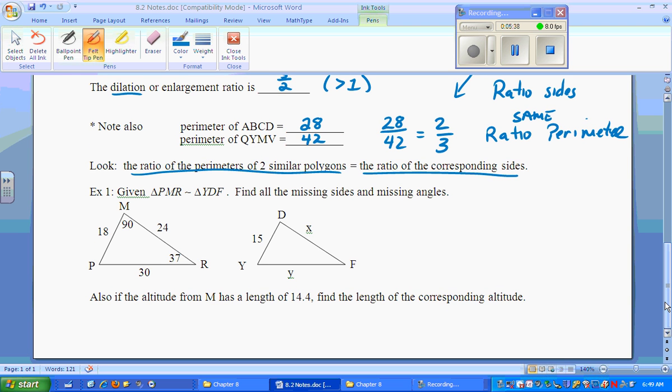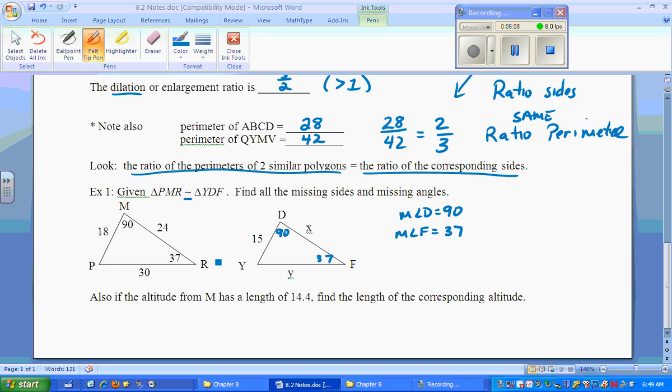All right, jumping into the first example, we know that PMR, what does this mean? Similar to these two. Find all the missing sides and the missing angles. Well, let's do the missing angles first. So angle M matches with angle D. Oh, M is 90, so D is 90. So we got the measure of angle D equals 90. We got R. R matches with F, so that's 37.